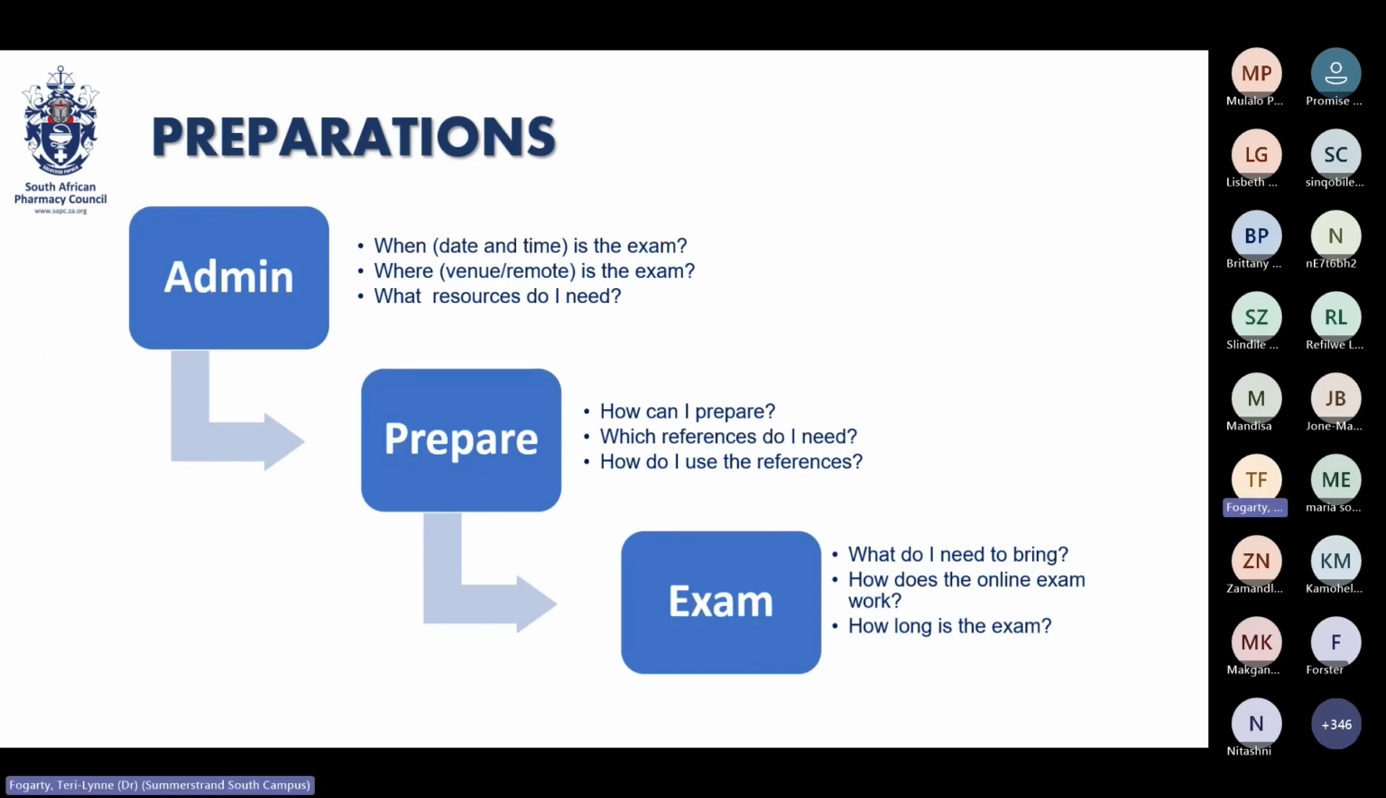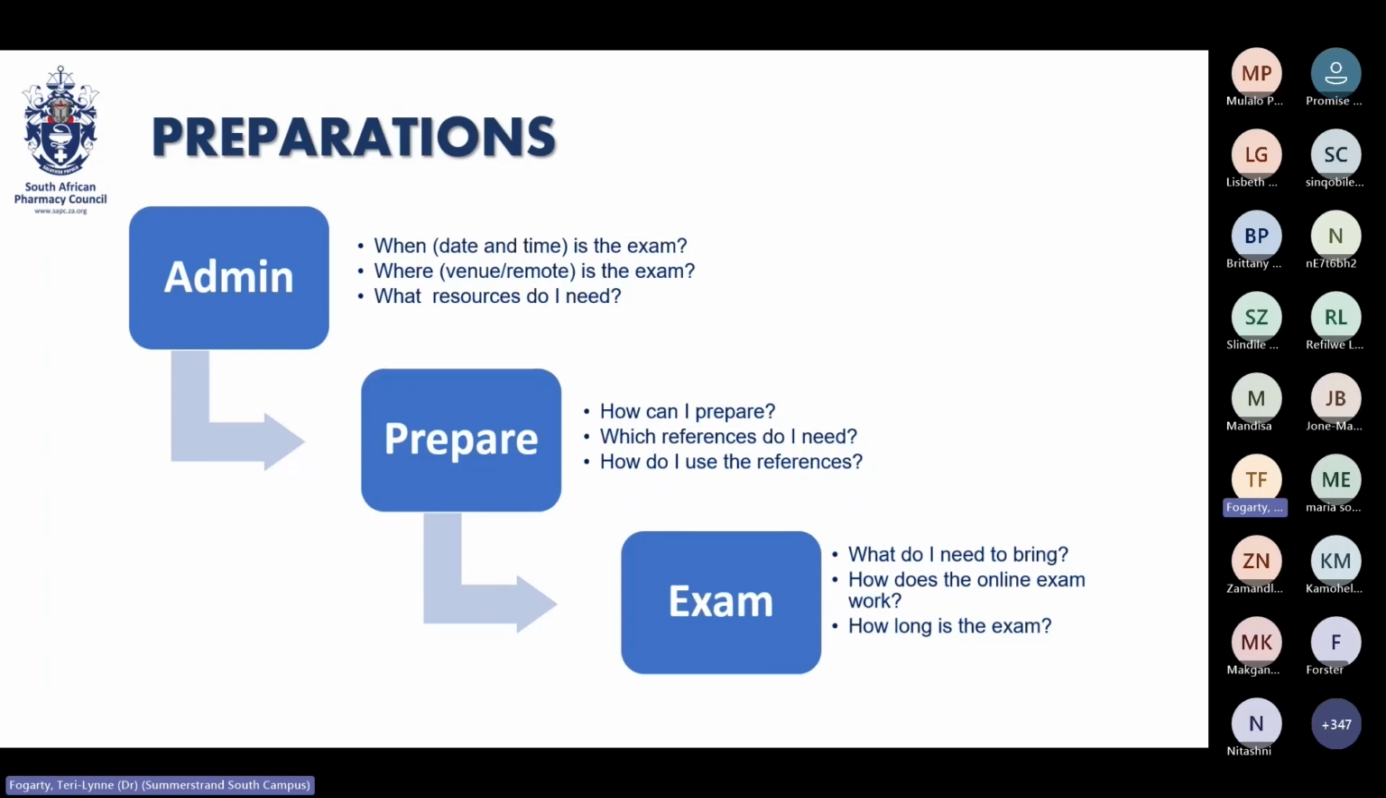Okay, right, and then for your actual exam, you need to know what to bring or what to have with you. Obviously, how the online exam works, and there is a practice exam that is compulsory that you will have to do. That certainly will help you understand the whole online setup and how it works, because it might be a little bit intimidating the first time you do it. And then how long the exam is.